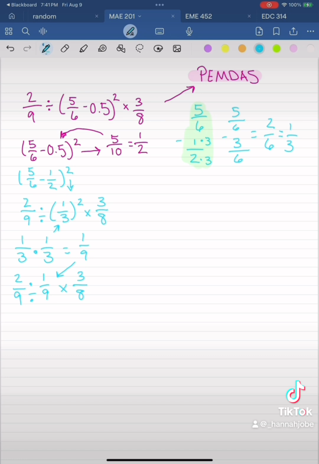So we're going to change our color here to purple, and then we're going to use our 2/9 and divide it by 1/9. With division, we're just going to flip that and multiply by 9 over 1 instead of 1 over 9. So now we just need to multiply straight across. 2 times 9 is 18, and 9 times 1 is 9. And that will simplify to 2.